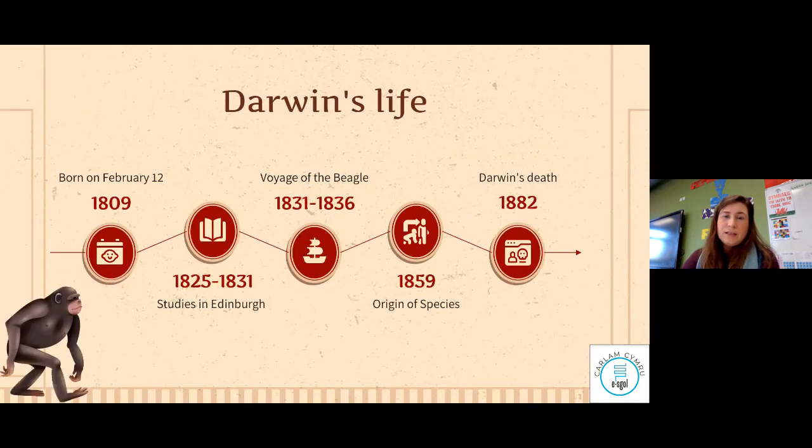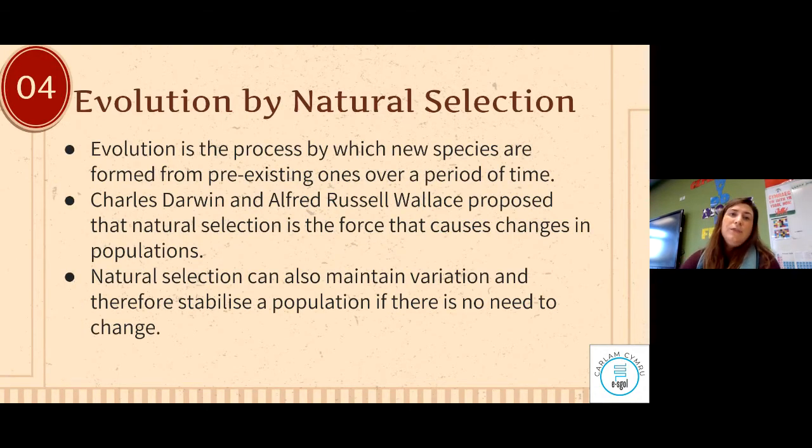So we're going to look at natural selection, and we're going to focus on Darwin. So evolution by natural selection. Evolution is a process by which new species are formed from pre-existing ones. So you'd have seen this in cell theory as well. It's the process by which new species are formed from pre-existing ones over a period of time. It tends to be over a long period of time, unless we're looking at something like bacteria, which reproduces every 20 minutes. So we can see evolution happening quite quickly over a few generations.